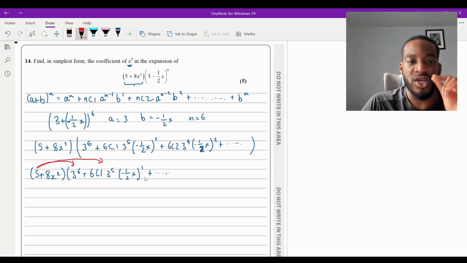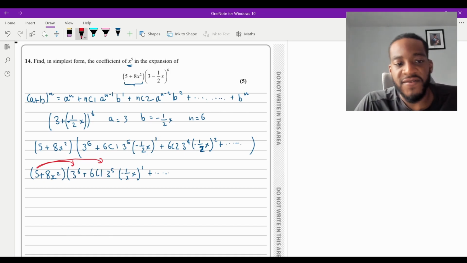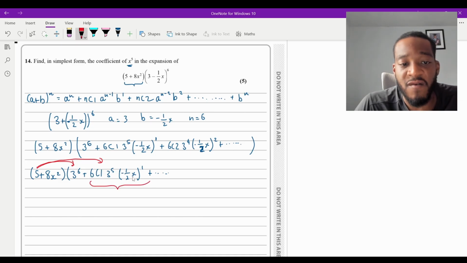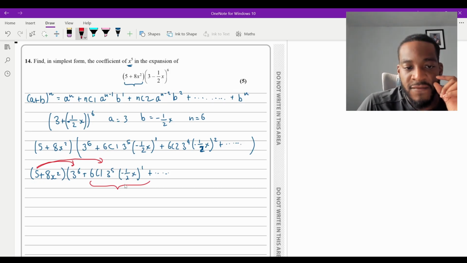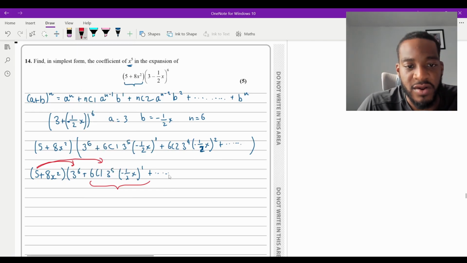But remember, think about it. You need x to the power of 5. I've got a constant term here. If I do 5 times 3 to the 6, well, that's not going to give me any x term. The next one, 5 times this term right here, I'm only going to have an x term with a power of 1, right? So that tells me that I'm going to need the term that gives me a power of 5, isn't it? So somewhere down the line, I'm going to need a term, so I'm going to write dot, dot, dot, which has x to the power of 5 in it. I'm going to write need: I'm going to need x to the power of 5.